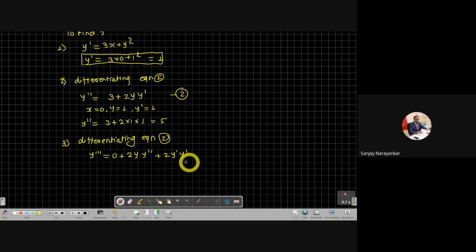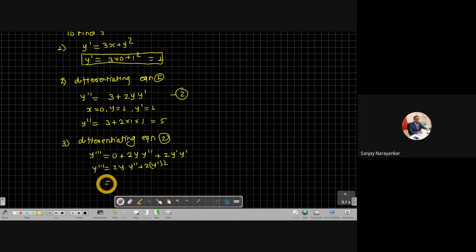Correct? So it's very important. For this discussion, we have taken a very simple equation f of x. Y dash is very simple, but you should know how to differentiate if it is trigonometric or exponential functions. You should know how to find the derivative up to the fourth term, the fourth order equation. Simplifying this: 2y y double dash plus 2y dash square.